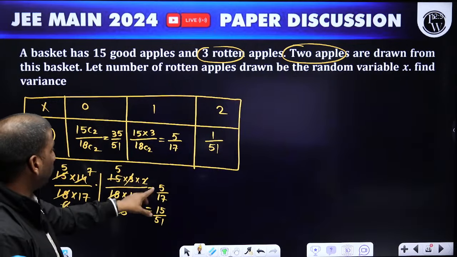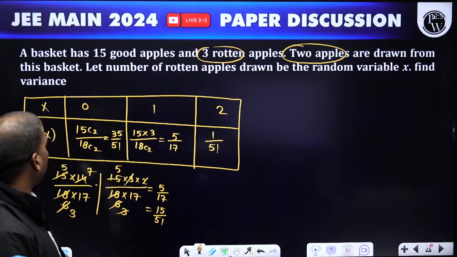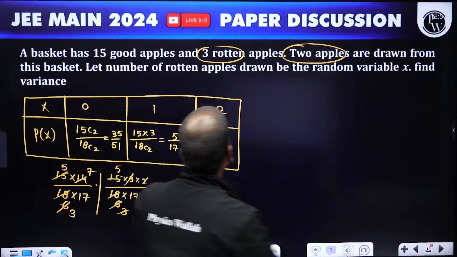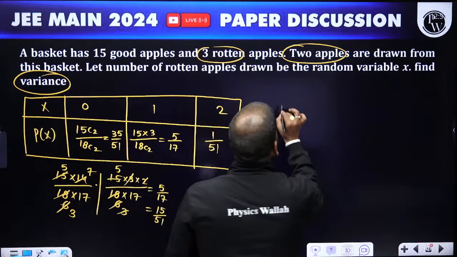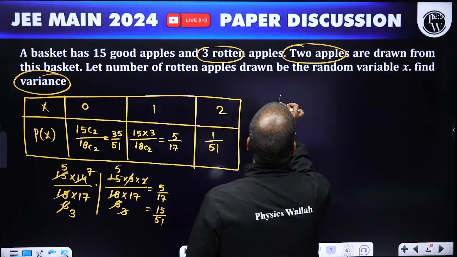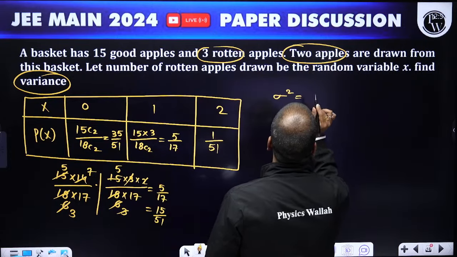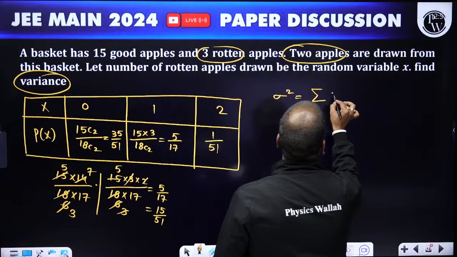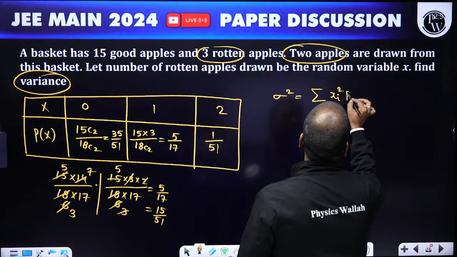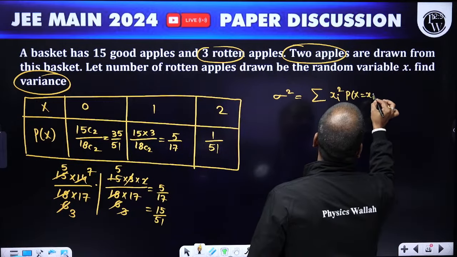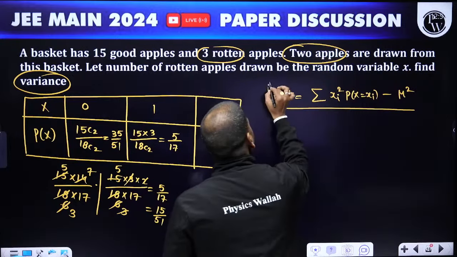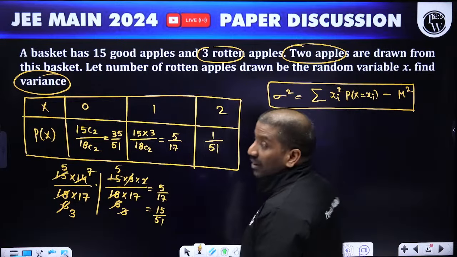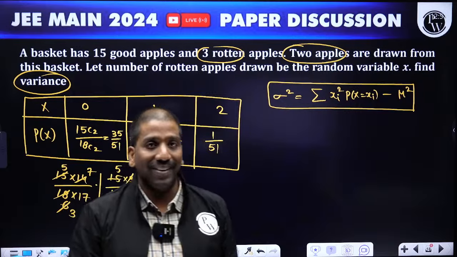40 now. 50. 50 by 51. So, 1 by 51. So, that's all. What do you want? We want variance. So, lengthy, right? No, not lengthy. We have one formula. What is that formula? Sigma square. Variance is equal to sigma xi square into p of x is equal to xi minus mu square. This is the most interesting result in statistics as well as in probability, right?